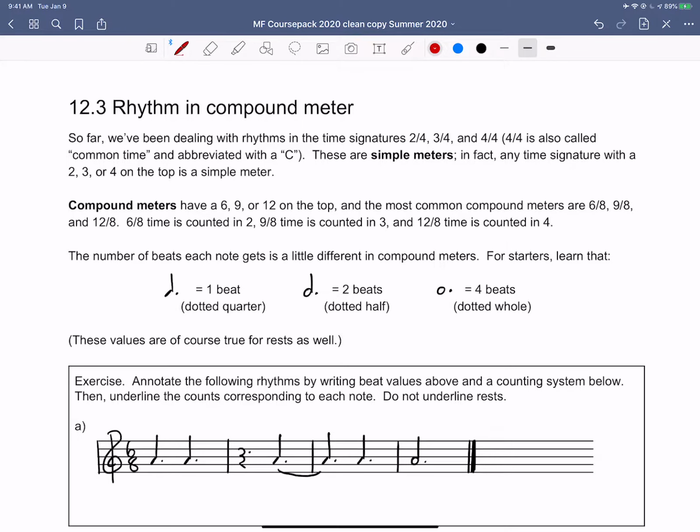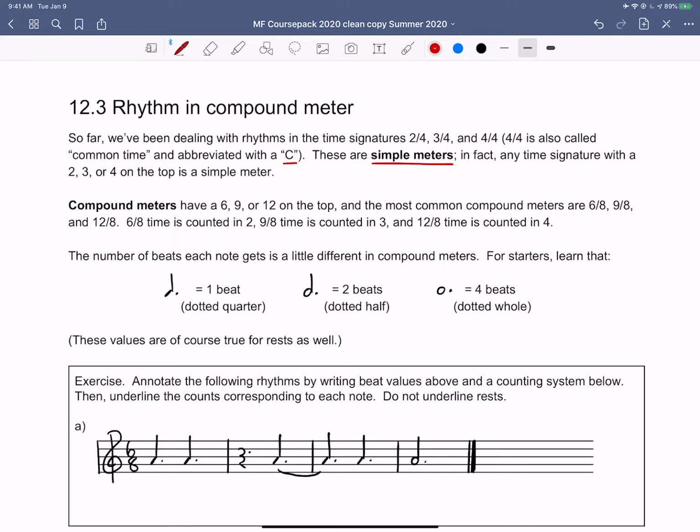Section 12.3, Rhythm in Compound Meter. So far in the text, we've been dealing with rhythms in time signatures like 2/4, 3/4, and 4/4, and occasionally in so-called common time, which is abbreviated with a C. It's just equivalent to 4/4. So these are all examples of simple meters. Simple meters have a 2, a 3, or a 4 as the top number in the time signature.